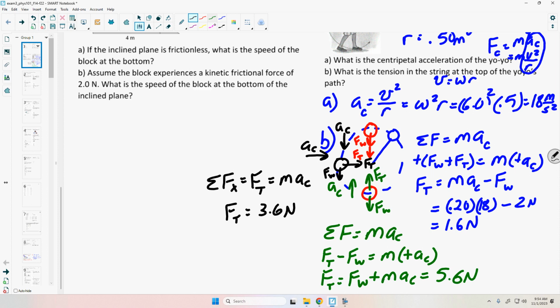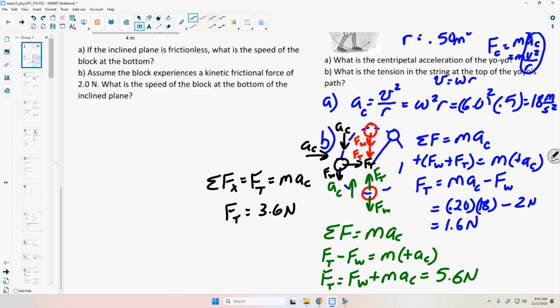It's a lot like the Ferris wheel problem. It's basically identical to the Ferris wheel problem that we did a couple days ago, and it's also a lot like the elevator problem. Is the tension bigger or smaller if you're going up or down in the elevator? That's from chapter 4.